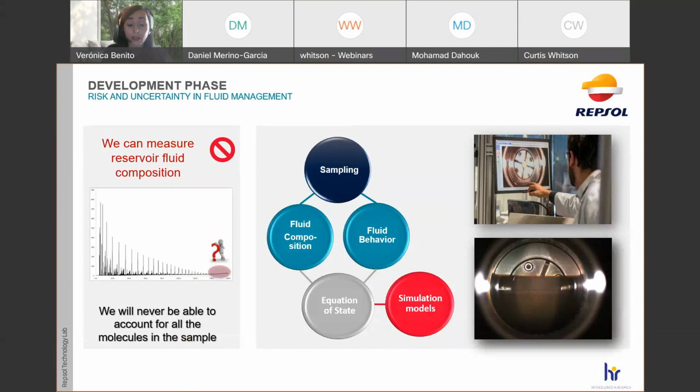So that's the reason why it's not enough to only measure fluid composition. We need to analyze also a set of pressure, volume, and temperature experiments called PVT, and also flow assurance experiments to measure gas, liquid, and also solid properties to capture the liquid vapor and also the liquid-solid behavior of the fluid.